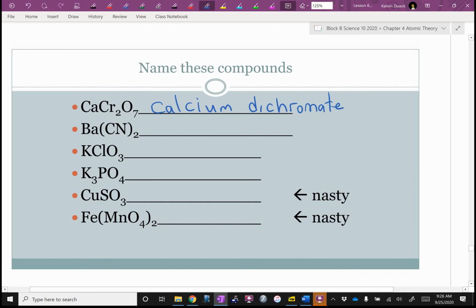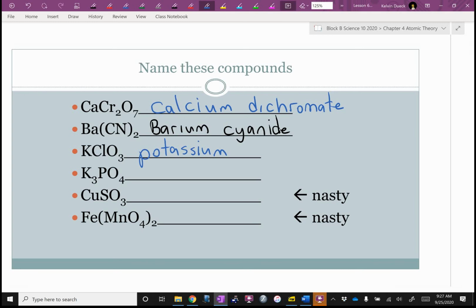BaCN2. Barium. And what's CN? Cyanide? There you go. KClO3. Potassium. And you have to pronounce it very carefully because there's chloride, chlorite, and chlorate. So which one is ClO3? Chlorate. Chlorate with an A? Okay.